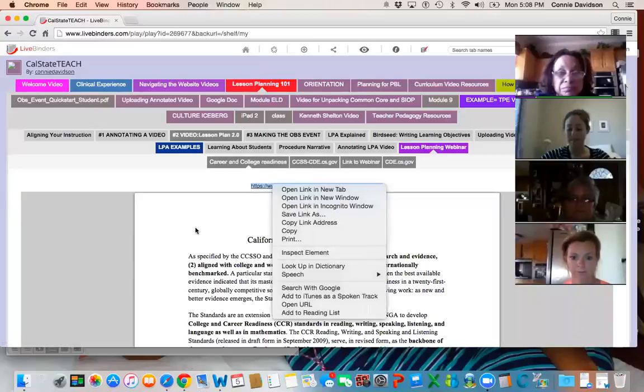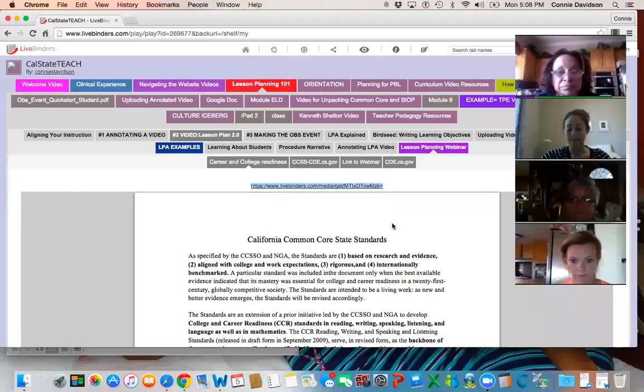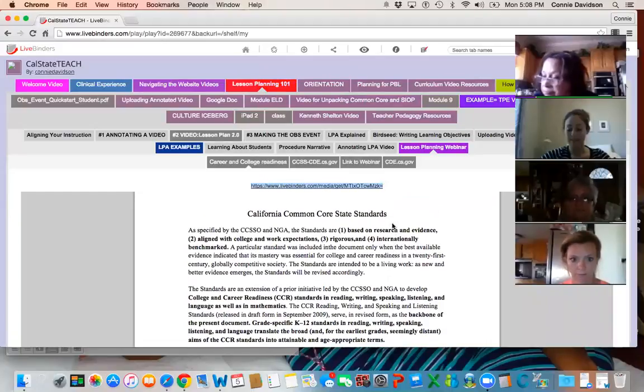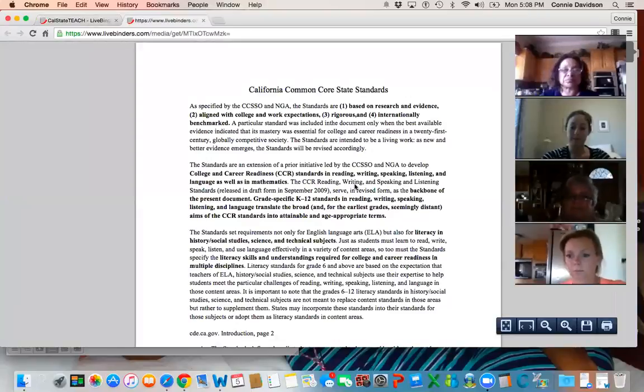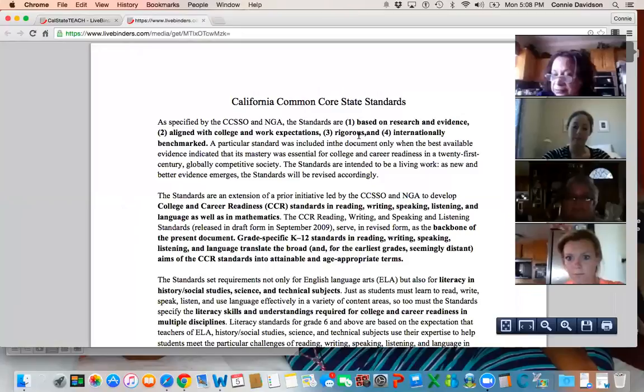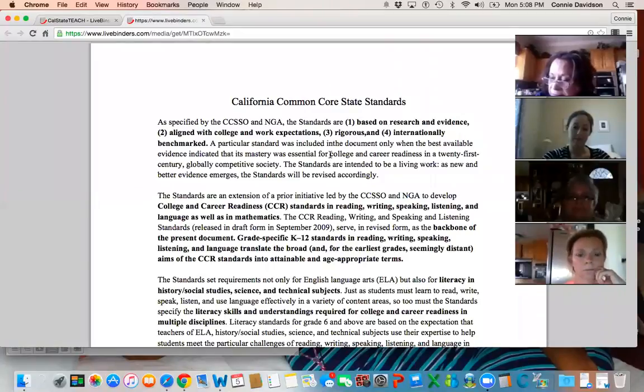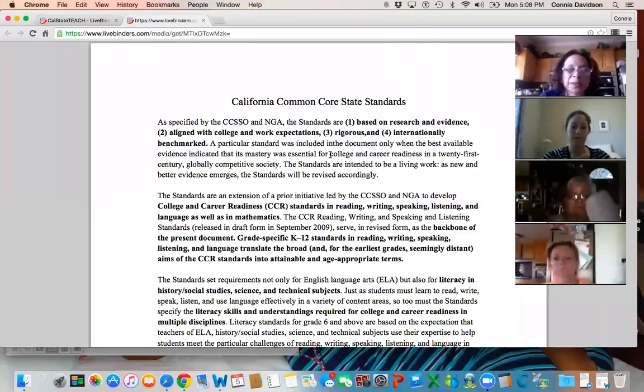Last night, I went into the Common Core, and what I did is I extracted out information that I thought was germane to what it is you all need to really understand about what the Common Core is asking. It's like 2 pages. And basically, the Common Core is, number one, based on research and evidence. And having read it, I can say that that is true. Number two, it's aligned with college and workspace expectations.